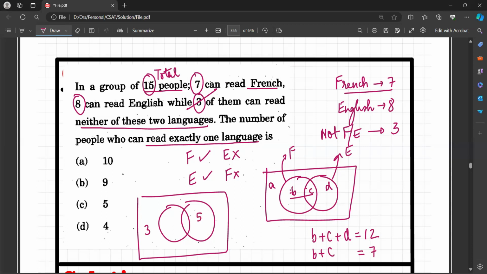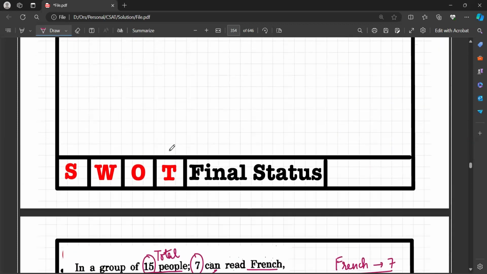Yes or no? Similarly, if I use English, English is total 8. That is C plus D is 8. Yes or no? So C plus D is 8. So B becomes what? B becomes 7. Sorry, 4. How? Because C plus D is 8. So B becomes 4. Now the total is 12. You have already occupied 9. So this becomes 3. The number of people who can read exactly one language: as I said, this position is exactly only French but not English. This position is exactly only English but not French. So the total becomes 9. Yes or no? Got it? Let us proceed to the next problem.